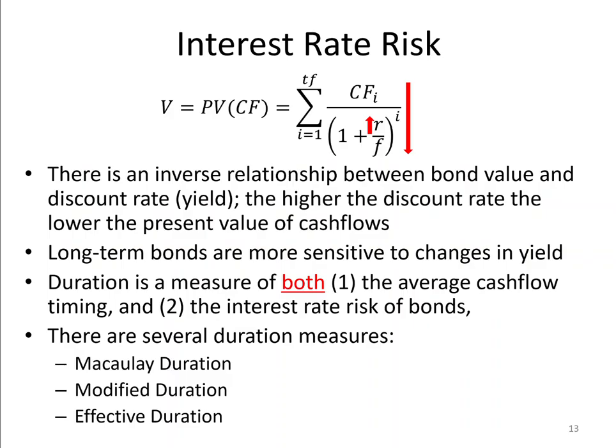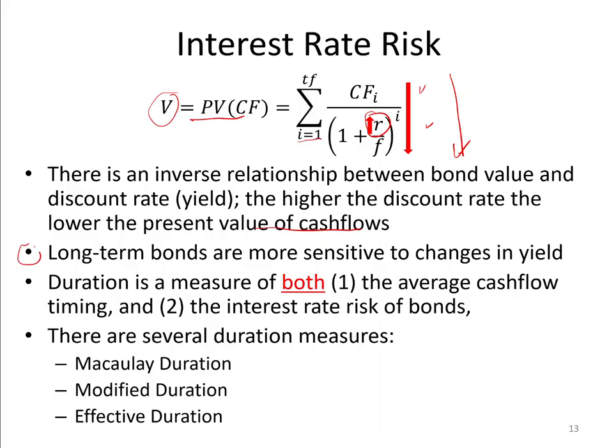So when we talk about the interest rate risk of the bond, what are we talking about? Well, in the last topic, we talked about the value of a bond is the present value of cash flows. So you can think of it as the sum of the present value of each cash flow. When we talk about the interest rate risk of the bond, we're talking about as interest rates change, notably the discount rate or yield to maturity, how does that affect the value of the bond? Well, if this interest rate were to go up, the value of the bond would go down. So we say there's an inverse relationship between a bond's value and its discount rate or yield. The higher the discount rate, the lower the present value of cash flows.